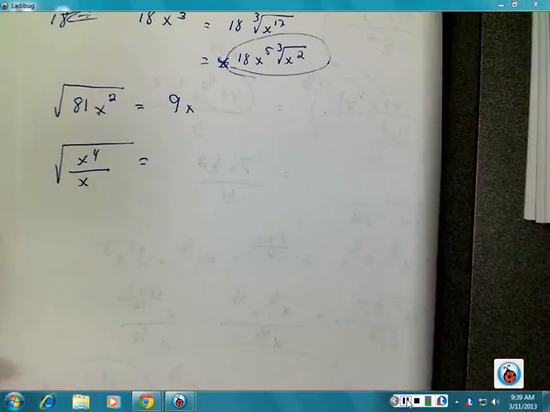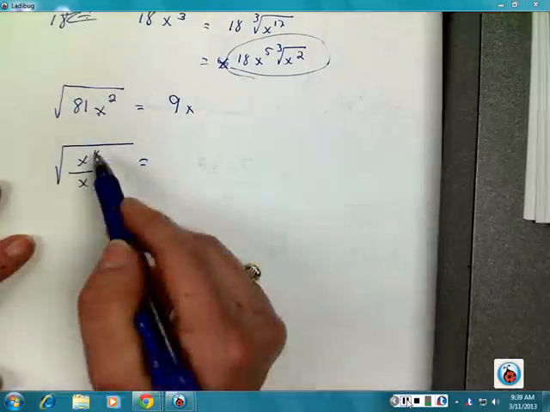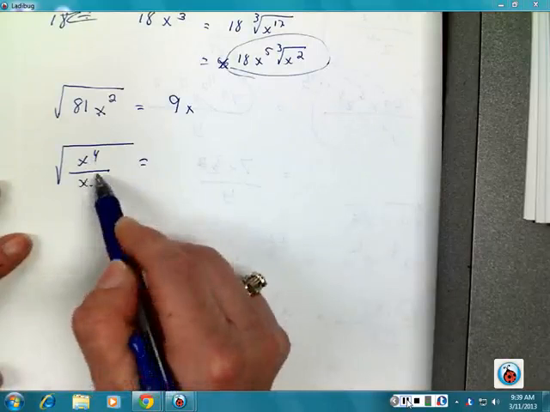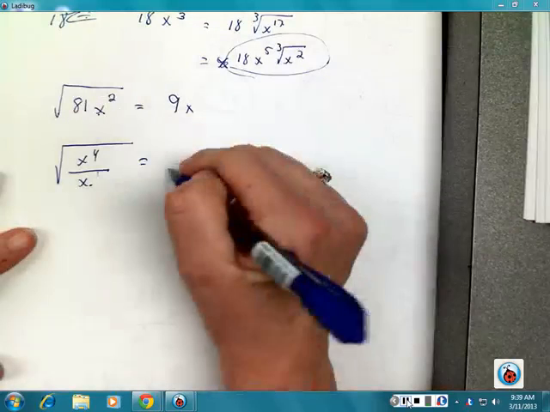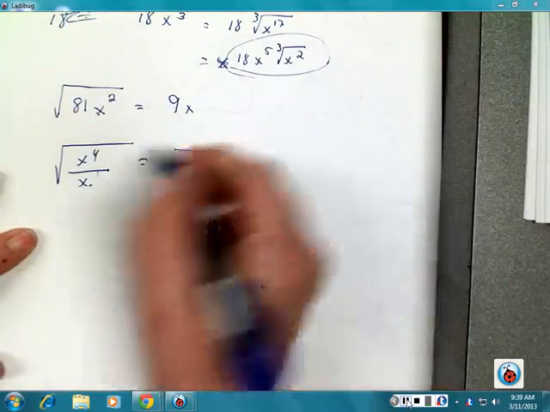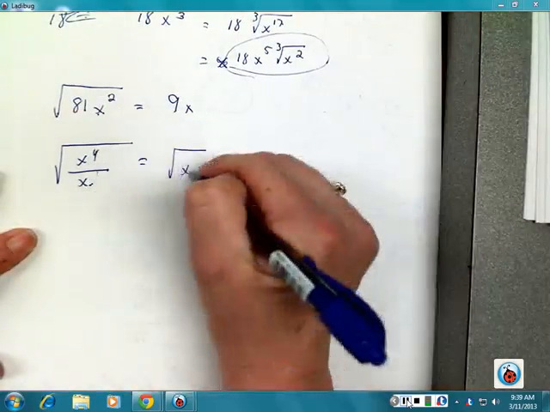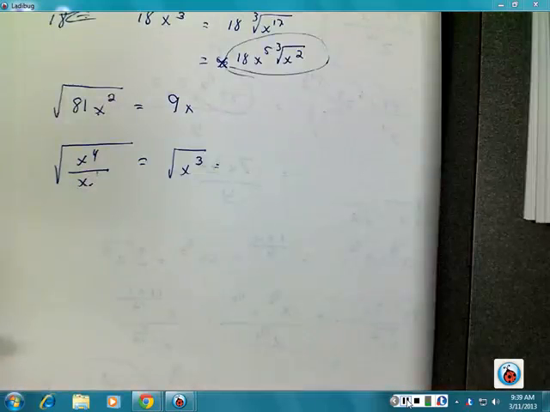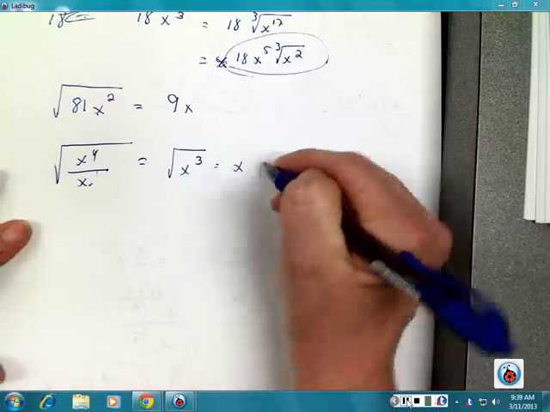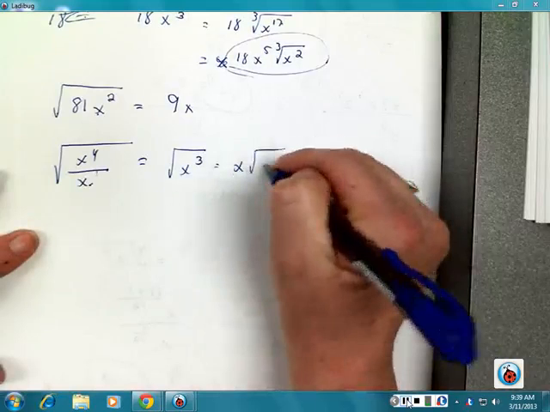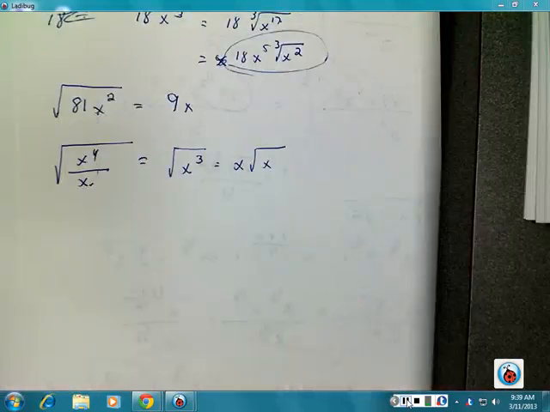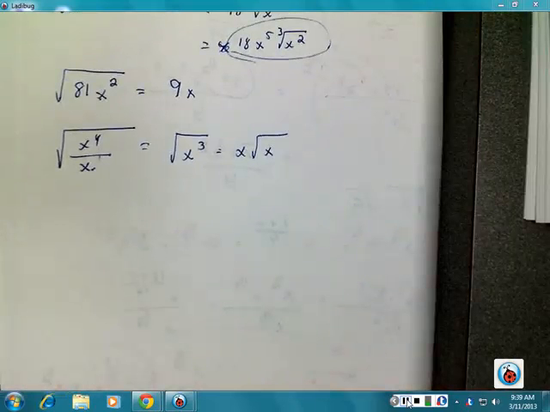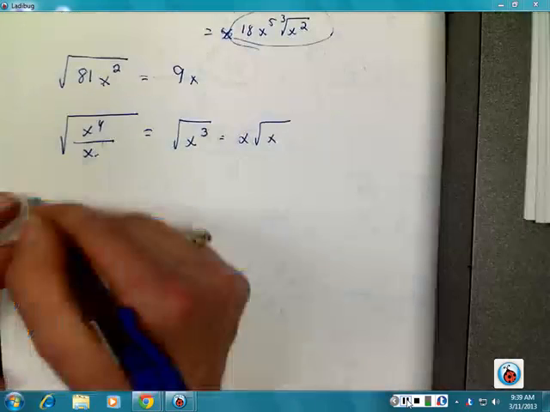How about that one? Still the properties, because x to the 4th and x, this is to the 1. What do I do if I'm dividing? So 4 minus 1 gives me x cubed. And so my answer on this one becomes x, the square root of x, because I could pull out an x out of that one. Again, it's a lot of trying to figure out what in the world they are asking to do.